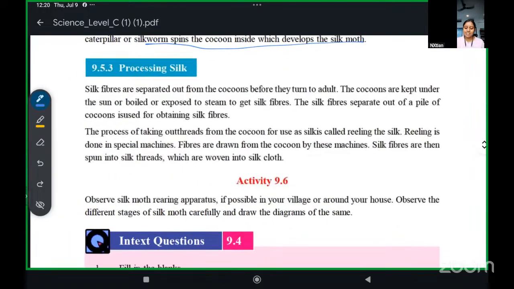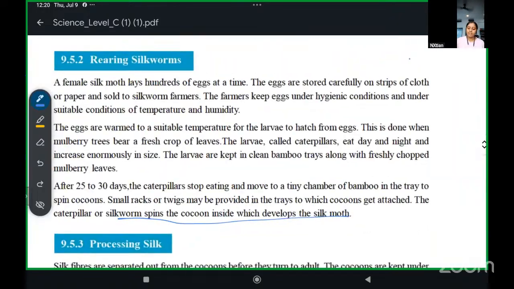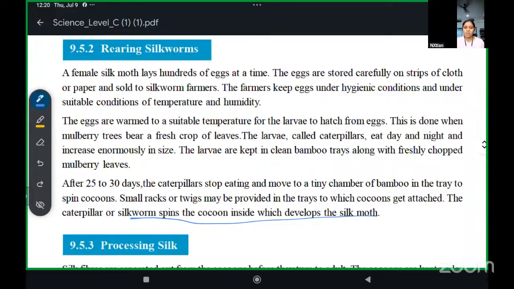Processing of silk. Any doubt in rearing of silkworm? Ma'am, we can rear silk from caterpillars also. You mean the butterfly caterpillars? Yes, ma'am. Butterflies also develop in the same way, but the quality of silk will differ.